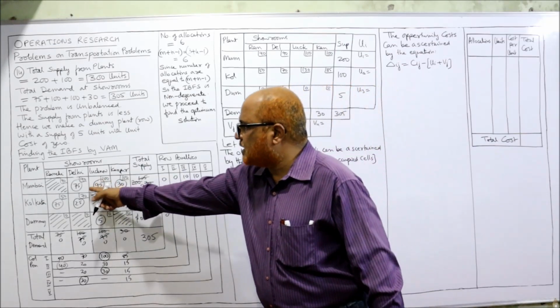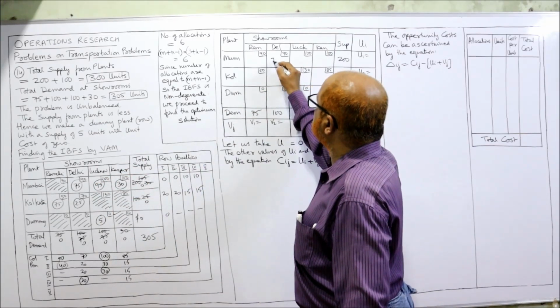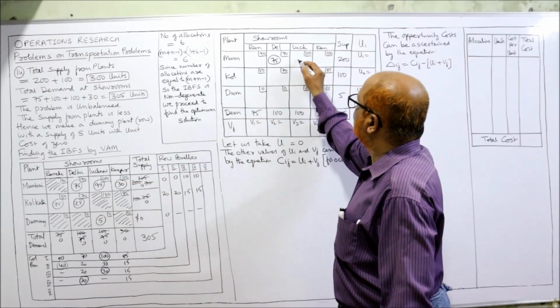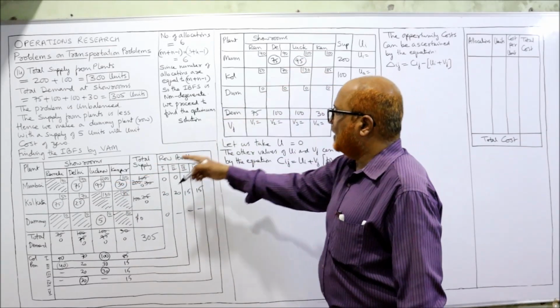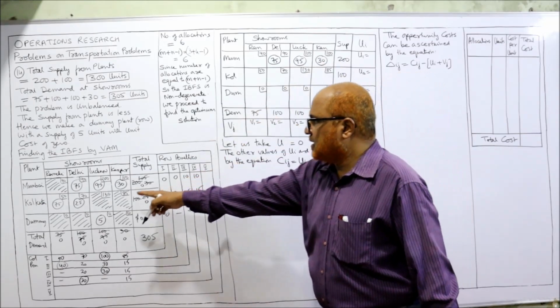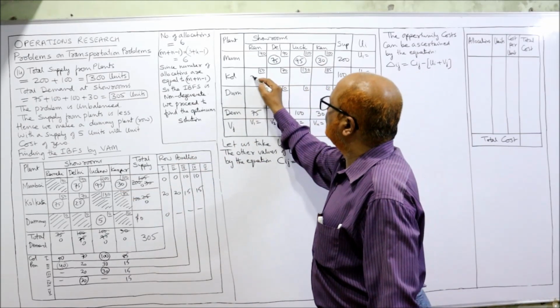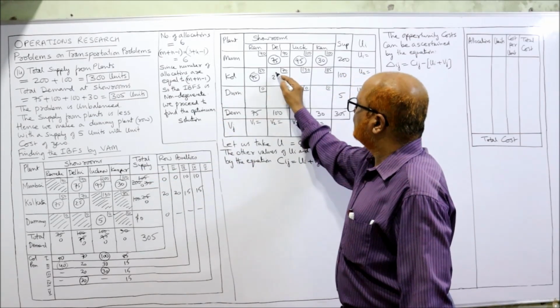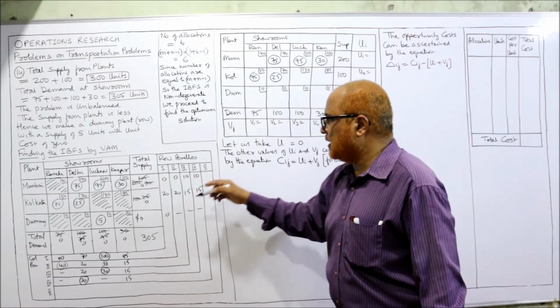What are the allocations here? 75, same I am copying. Then 95. Then comes 30. Second row: 75, here it is 25. Last one is 5.